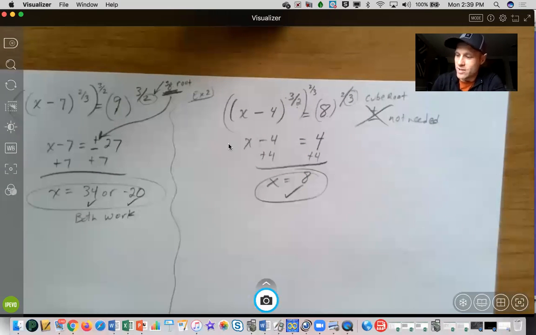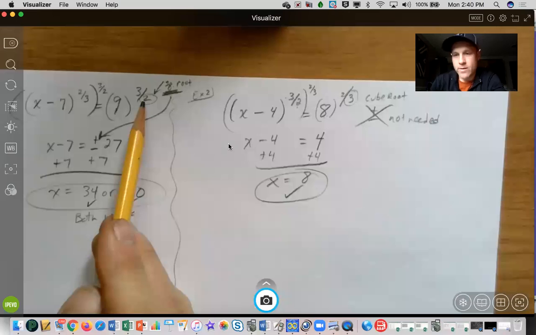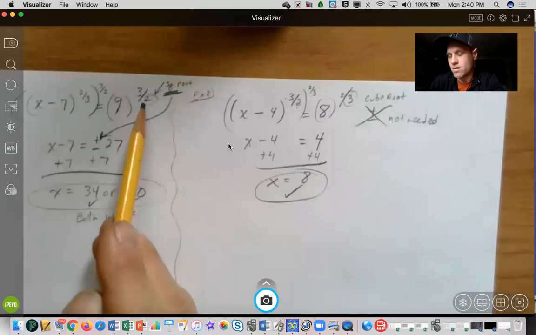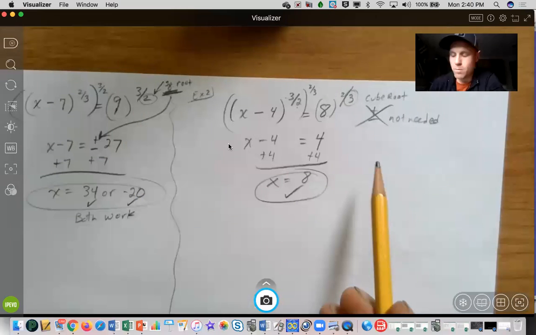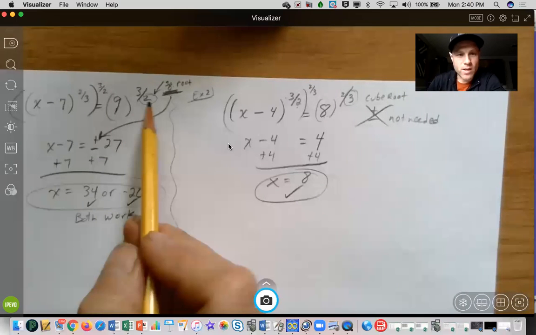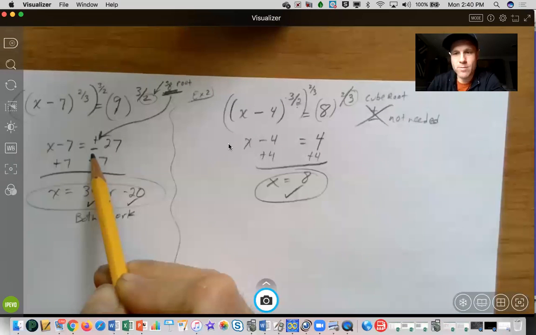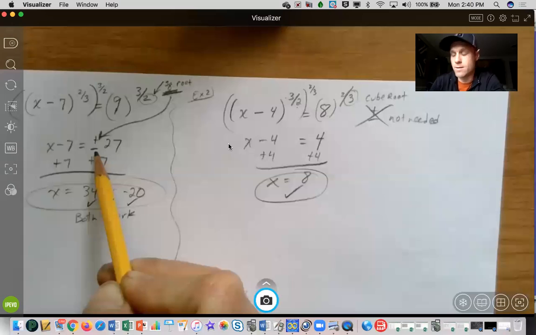So as you can see, this goes for not just square root, but even a 4th root. If you have to raise to a 4th power, you might have to use a plus or minus. Anytime you're doing an even root and you're applying it to the equation to solve it, you need to remember your plus or minus rules, all right?